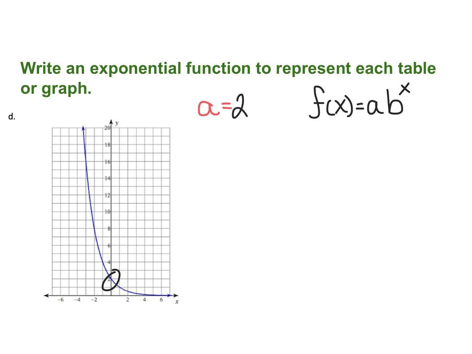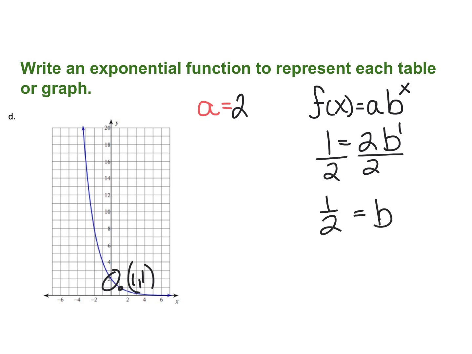And I'm going to need another point on my graph. So it looks to me like there's one right here at (1, 1). I'm going to use that because that'll make my life a little easier here. I'm going to plug in my values. And I will divide both sides by 2, which produces b equals 1/2. So my function would be f of x equals 2 times 1/2 to the x power.